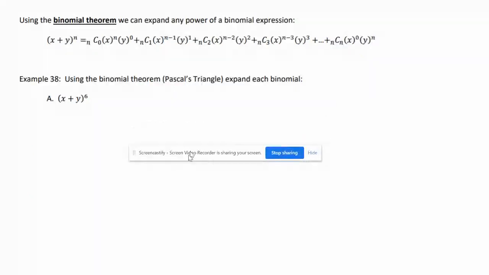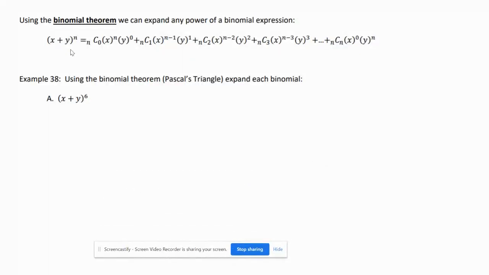So what the binomial theorem is saying is that we can expand any power of a binomial expression x plus y to the n, where we have n choose 0, n choose 1, n choose 2, and so forth. This is really the n row on Pascal's triangle: n choose 0, n choose 1, n choose 2, all the way up to n choose n. Or we can just look at Pascal's triangle to do that. So example 38 is saying, using the binomial theorem or Pascal's triangle, expand each binomial.